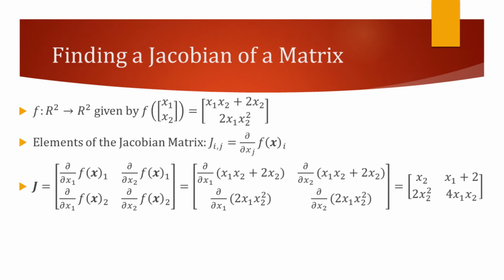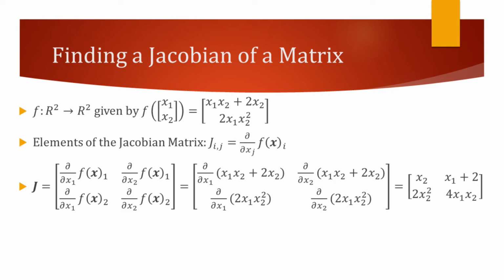In this example, we will find the Jacobian matrix of a function that maps a vector of length 2 to a vector of the same length. The first element of the output will be the product of both elements of the input vector, summed with 2 times the second element of the input vector. The second element of the output will be 2 times the product of the first element and the squared second element of the input vector.